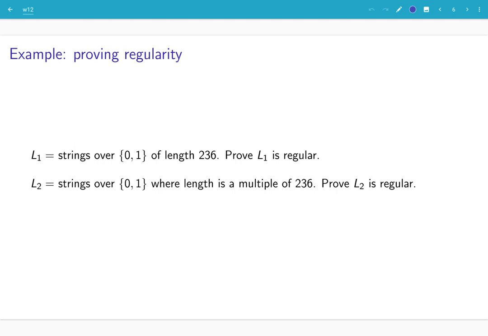So the trick here is that there is a close relationship between L1 and L2. In fact, L2 is just equal to the Kleene star of L1. And since regular languages are closed under the Kleene star, we know this by regular expressions and by the DFSA constructions. This means that L2 is regular.